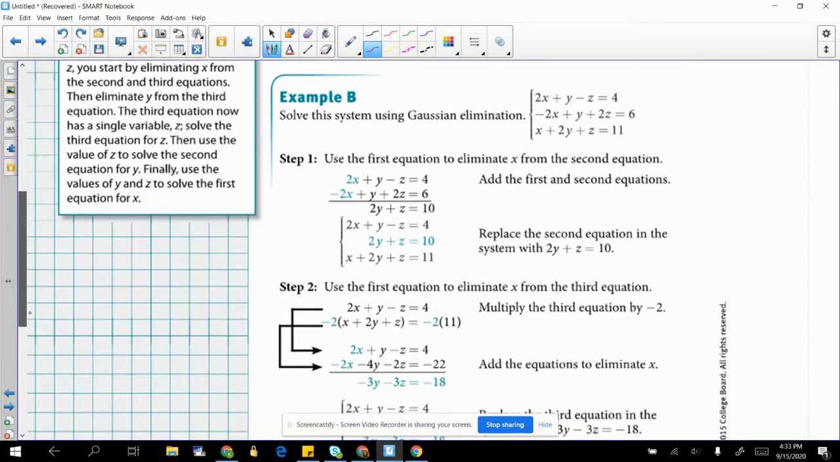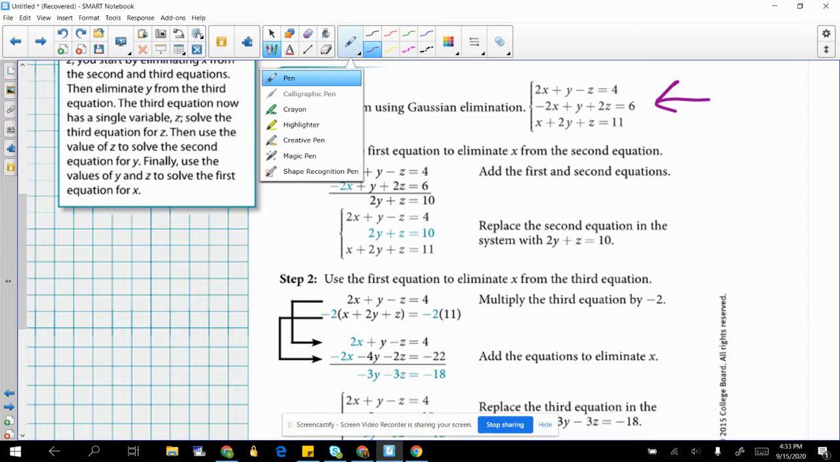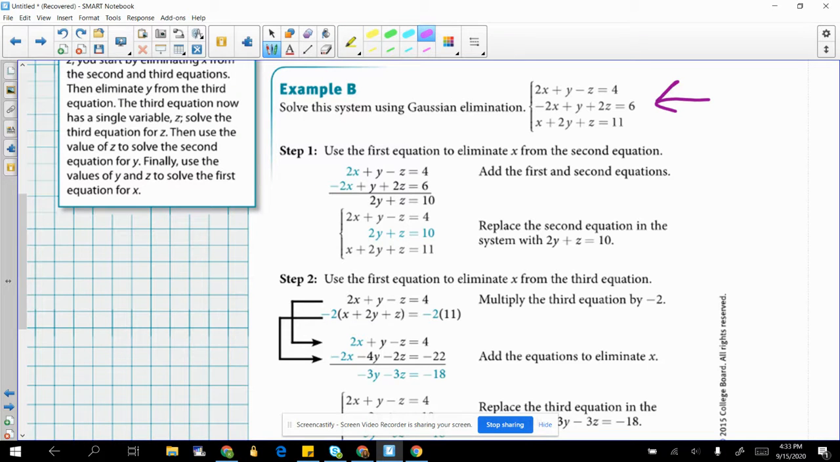All right, so as you can see here, we have another system of three equations with three variables, x, y, and z. And this one starts out a little bit different because if you can see here, in step one, they are using elimination right away. So it says here, use the first equation to eliminate x in the second equation. So they're doing elimination basically between the first two equations.